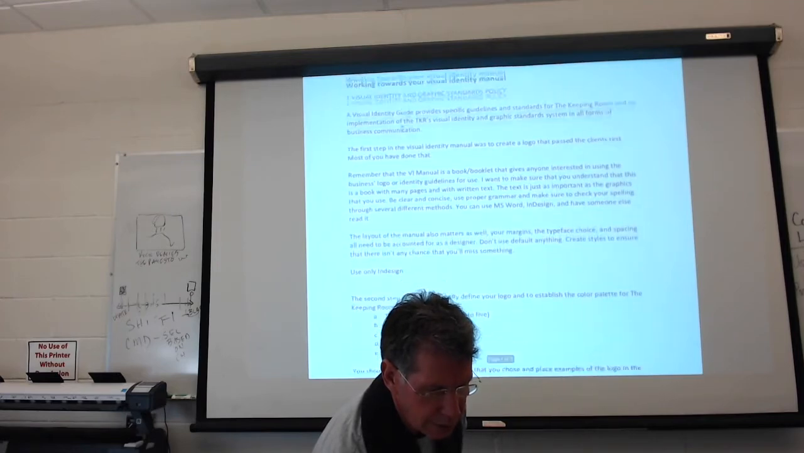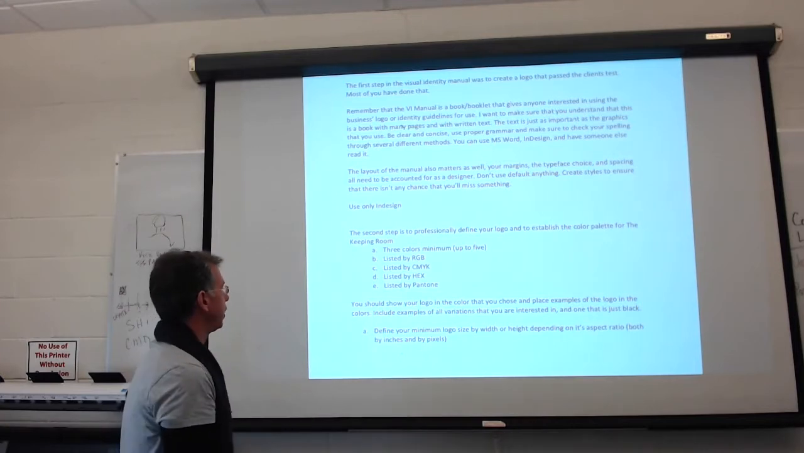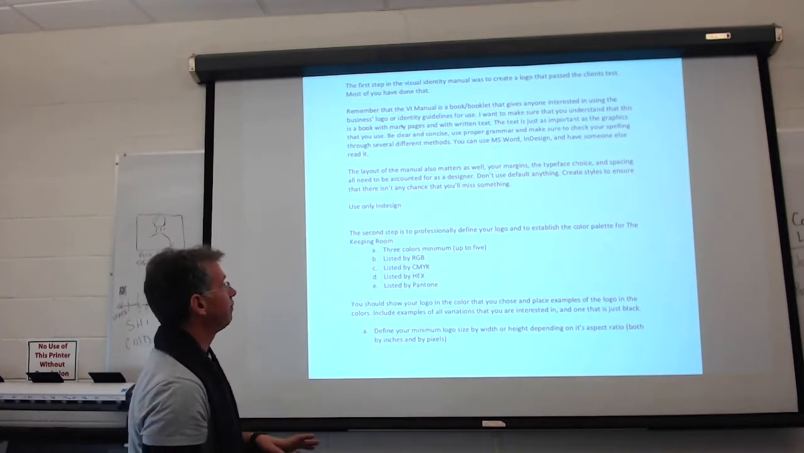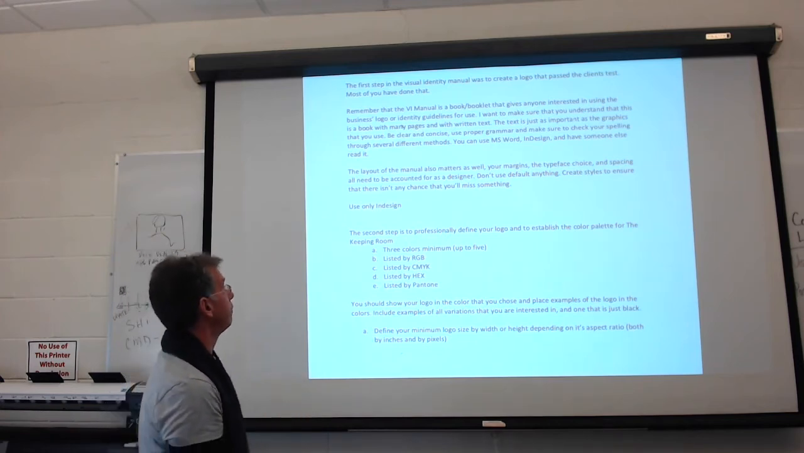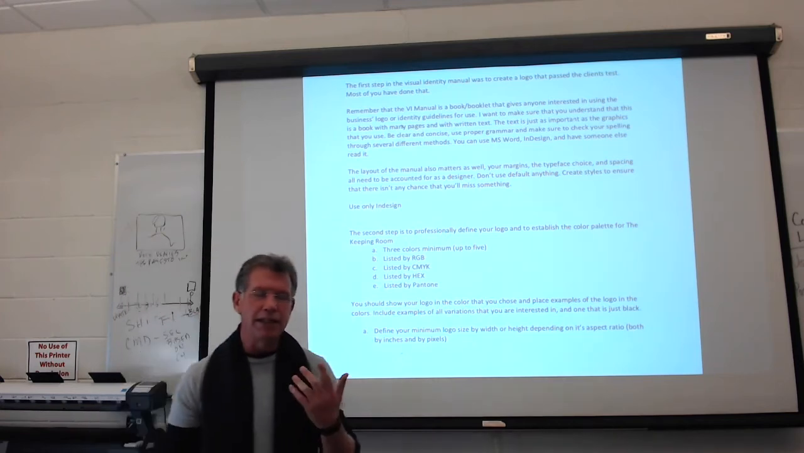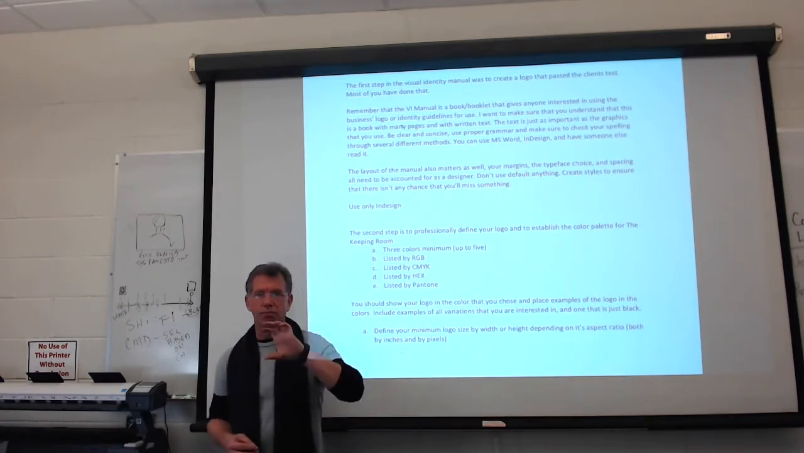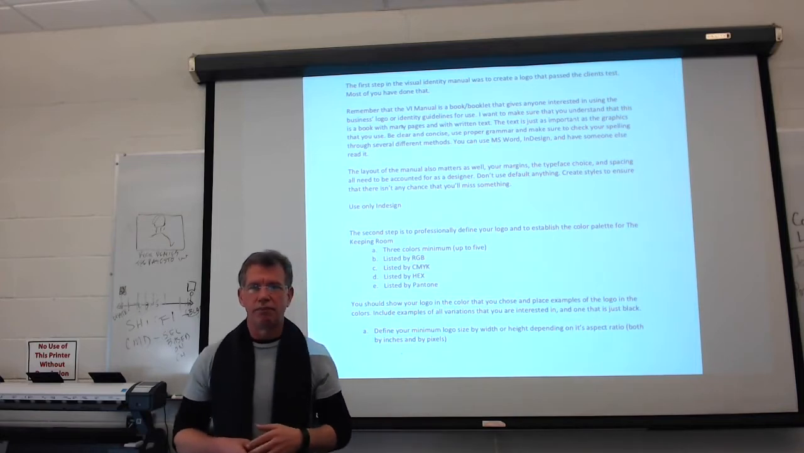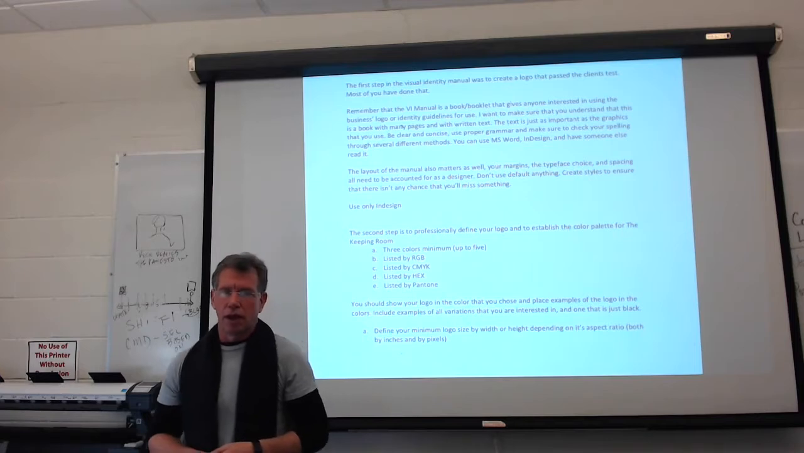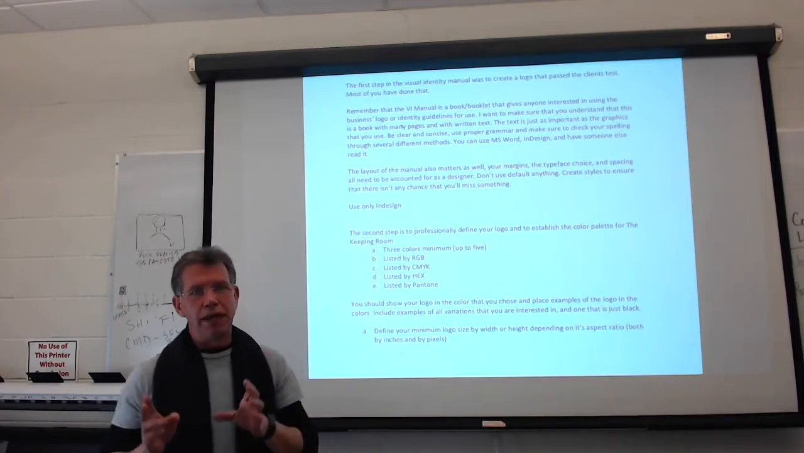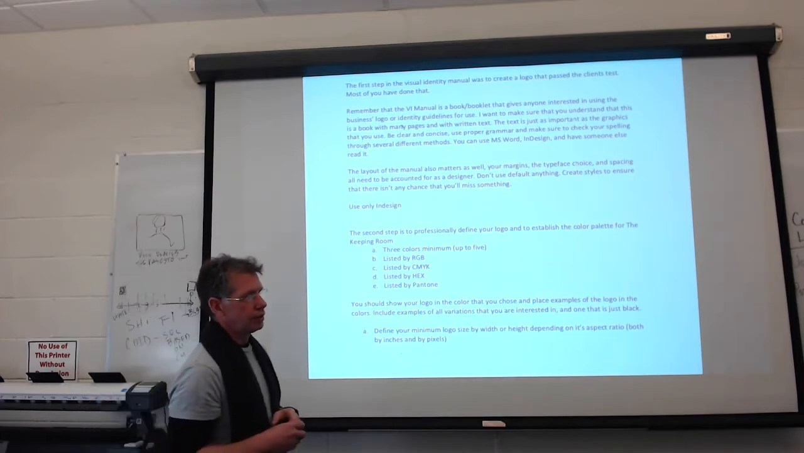All right, so now we're going to get to the second step. The second step is to professionally define your logo and to establish the color palette for the keeping room. Now, I think one student actually chose the colors, and I talked about the Pantone booklet. And I told you that nowadays the Pantone colors are online and you can find them in Photoshop. But I need you to be able to work with color when it comes to this design manual.